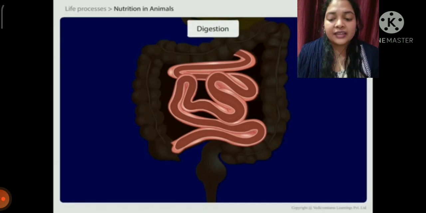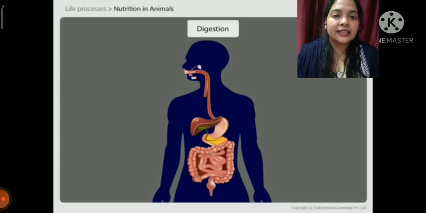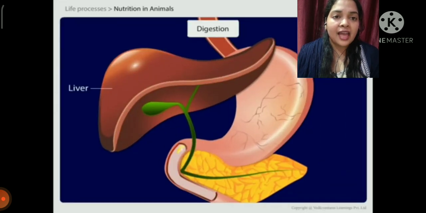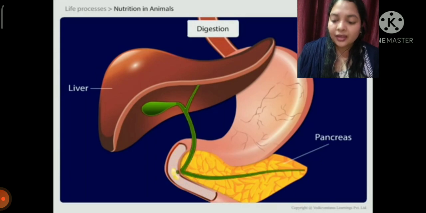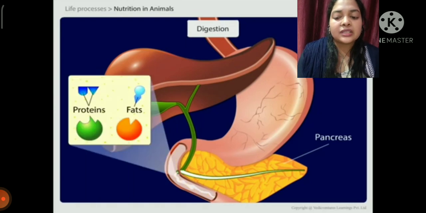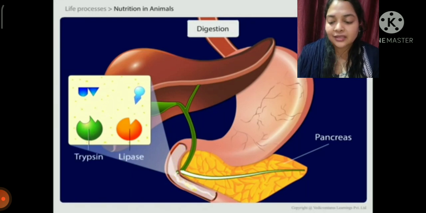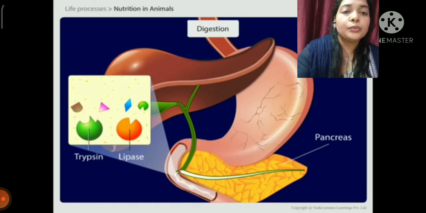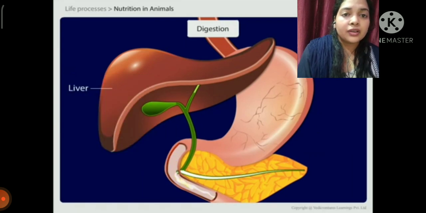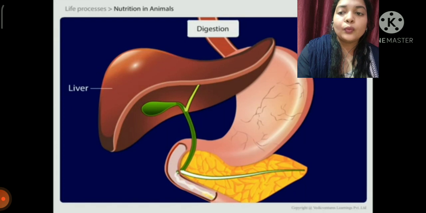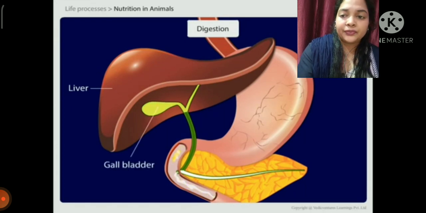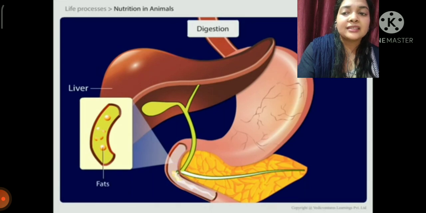The small intestine receives the secretion of two glands. The first gland is liver and second is pancreas. Pancreas secrete pancreatic juice. This pancreatic juice contains enzymes such as trypsin and lipase. Trypsin breaks down protein and lipase breaks down fat. Liver secrete bile, which is stored in gallbladder. Bile helps in breaking fats present in food.